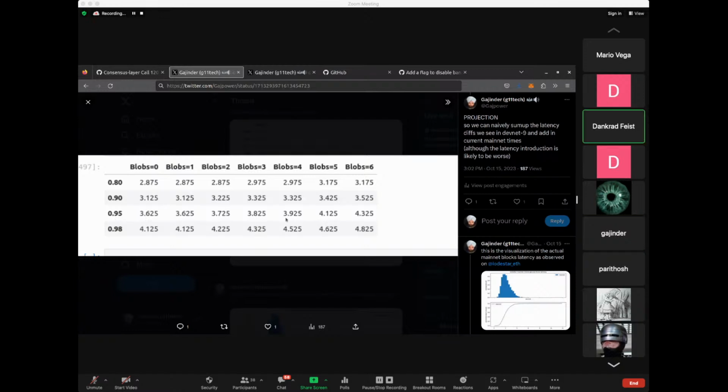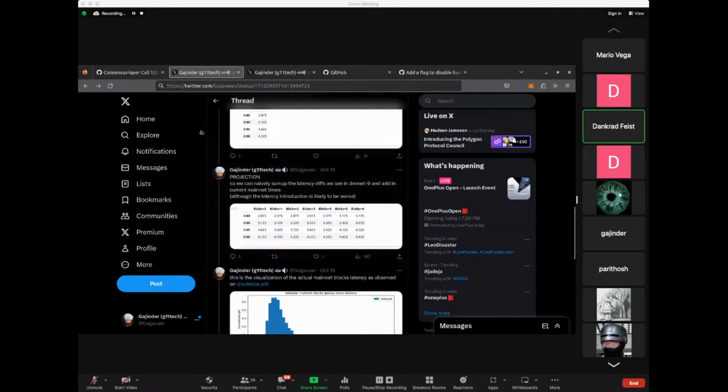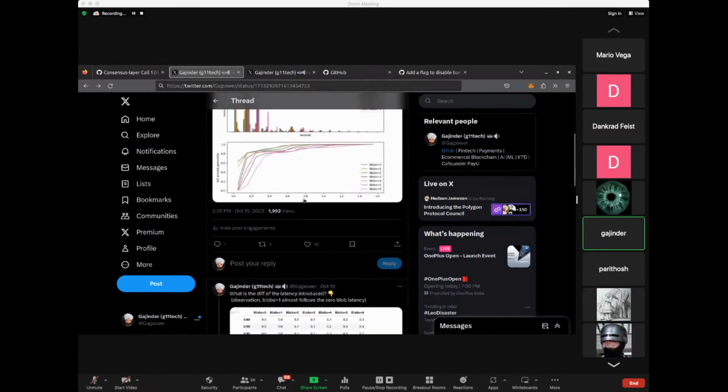Sorry, what do you add it to? I add my latency to the current latency of blocks that I see on my node. That doesn't seem like the correct thing to do, because there are things happening concurrently here. It's not like once your node has done everything that it does, then they propagate the blobs.